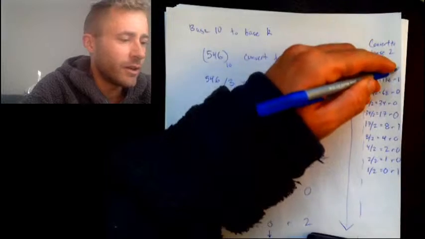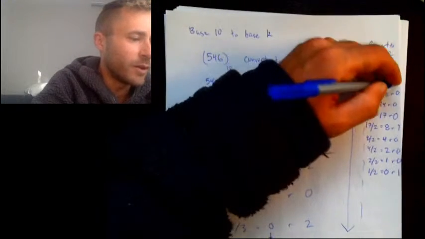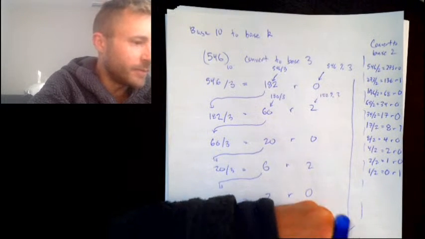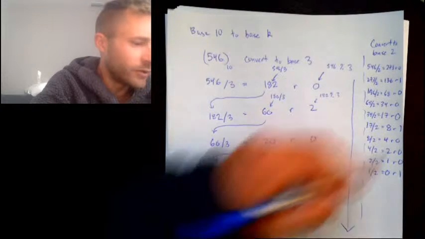So now I go down and I look at all the remainders, and that's the digits. So I have 0, 1, 0, 0, 0, 1, 0, 1, 0, 0, 0, 1, 0, 0, 0, 1.